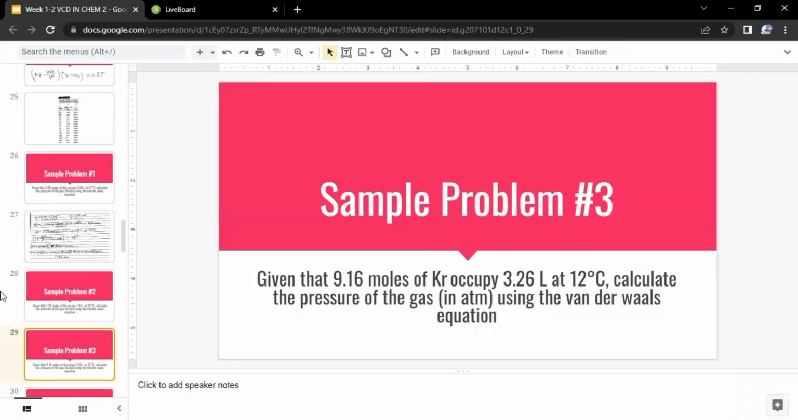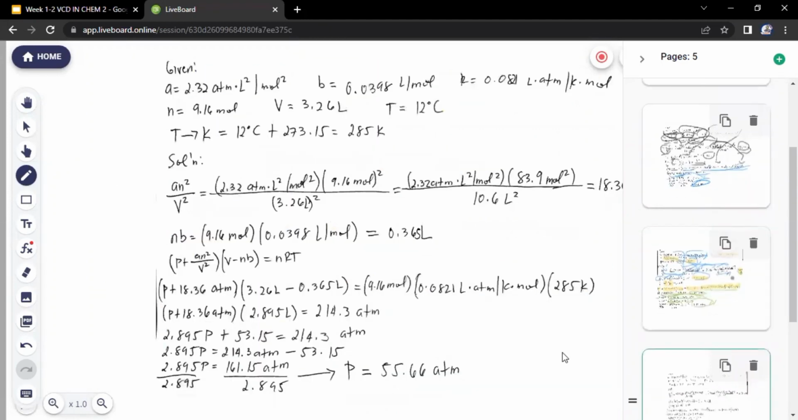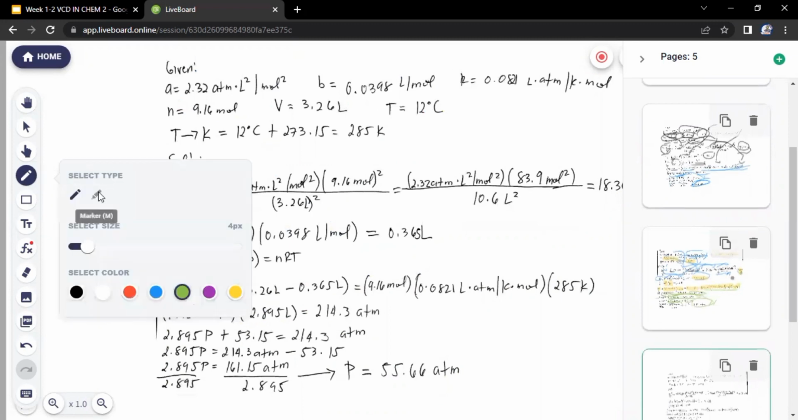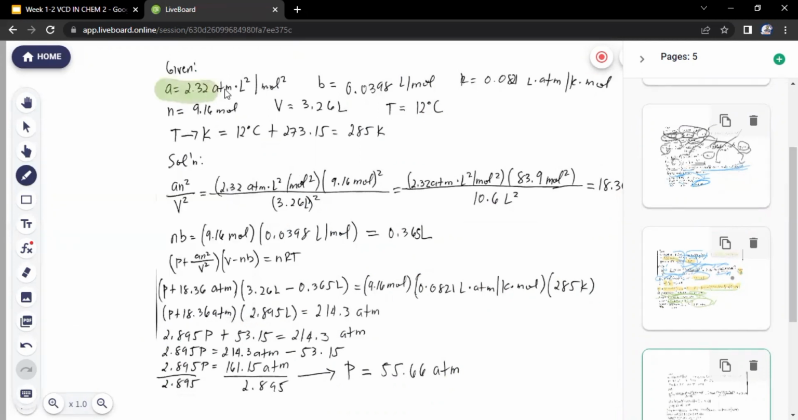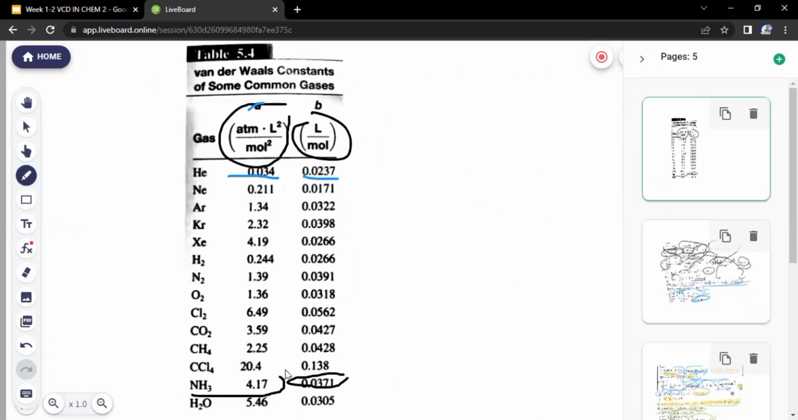We have this one. Given that 9.16 moles of krypton occupied 3.26 liters at 12 degrees Celsius, calculate the pressure of the gas in atmospheric pressure using the van der Waals equation. Again, the next thing that we need to do is find first the given values, all right? So for the given values, we have the following. Let me use a green. For the value of A, this is 2.32 atm liters squared per mole squared, which came from the value of your krypton here in the van der Waals constants, which is 2.32, and then the units here.